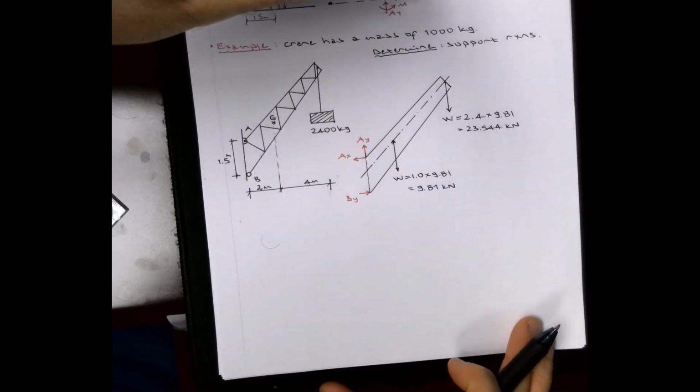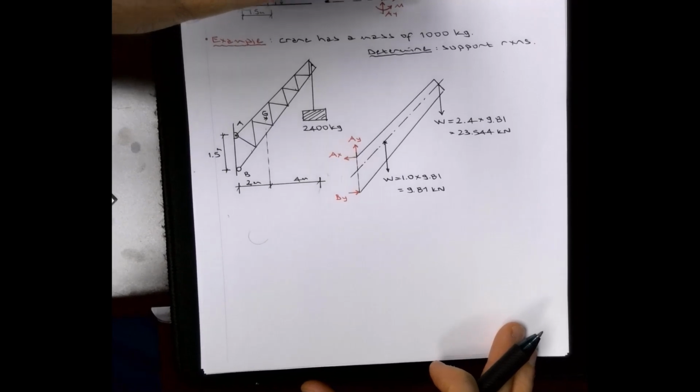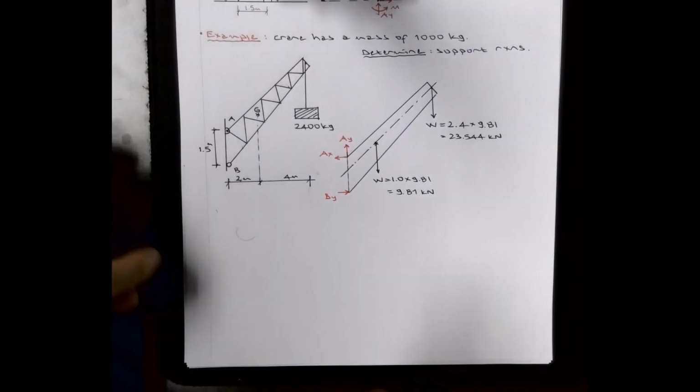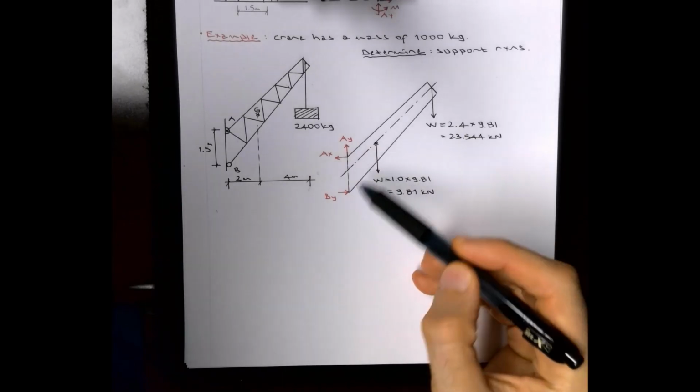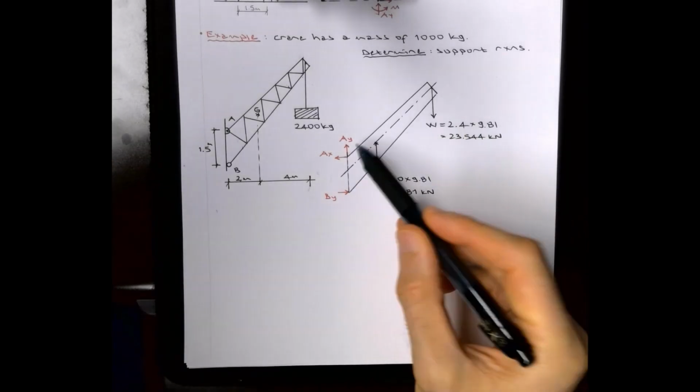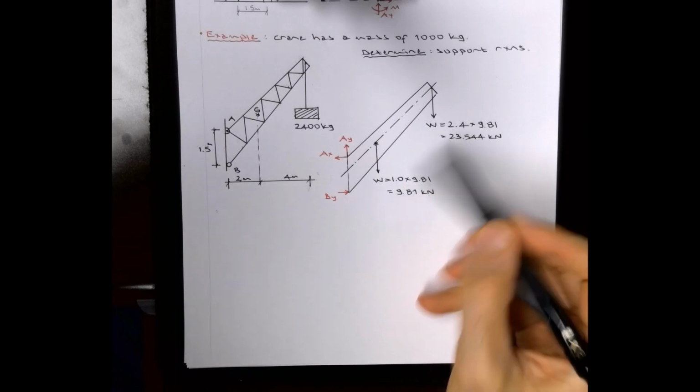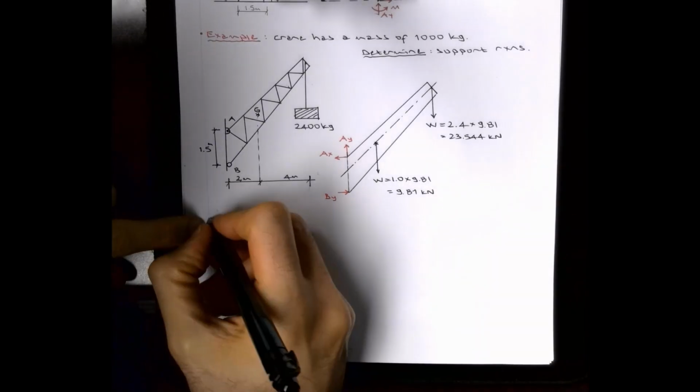The next step is to apply equations of equilibrium, right? So let's get that applied. So where should I start? I can easily do vertical equilibrium. That's the easy one, because AY would be the summation of these and I would be done. So let's get that over with.